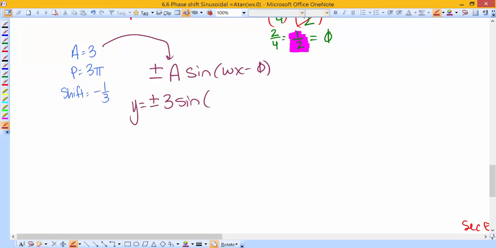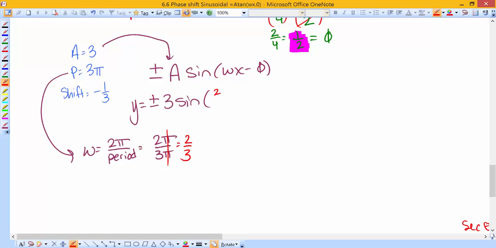Sine, let's find omega. Omega helps us find the period. So I can take the period, which is 3 pi. Omega is 2 pi over the period. So 2 pi over 3 pi. Now here, your pi's cancel, and you're left with 2/3. That's your omega.